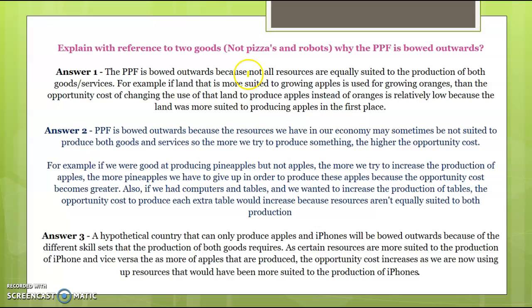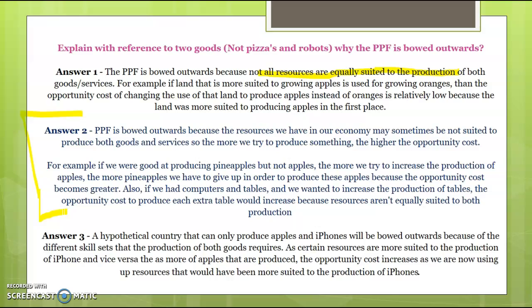The PPF is bowed outwards because not all resources are equally suited to the production of both goods and services. For example, if land that is more suited to growing apples is used for growing oranges, then the opportunity cost of changing the use of that land to produce apples instead of oranges is relatively low because the land was more suited to producing apples in the first place. Answer 2 is probably the best because it goes into more detail.